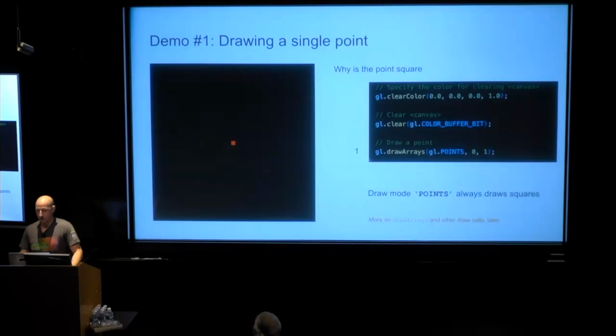Why is the point square? I don't know, but essentially because pixels are square. It's drawing a pixel and it's the full length of the pixel. I'm not sure if that was the origin, but that's the only thing that makes sense to me. And there are ways of drawing circles, and we won't get into that today.